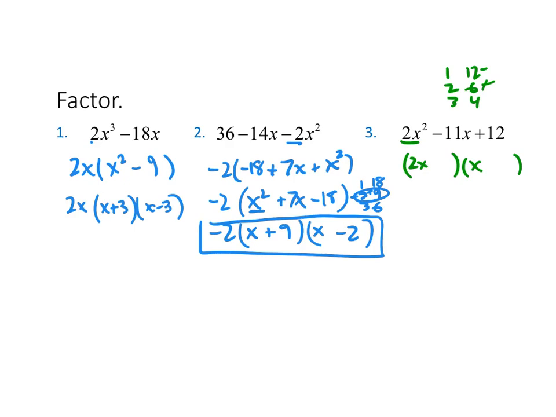Let's put the 3 there and the 4 there. So we have 8 and 3. 8 and 3 gives us 11. Okay, but both of these have to be negative, so that negative times negative gives us a positive 12, and negative plus a negative still is negative 11. So you can check this, but that is the way that factors.